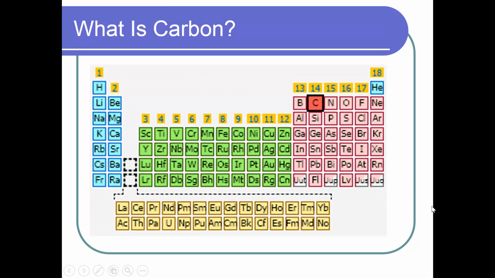Here, you'll see carbon on the periodic table. The letter C represents carbon. Go ahead and take a moment and find and circle carbon on your periodic table on your paper now.